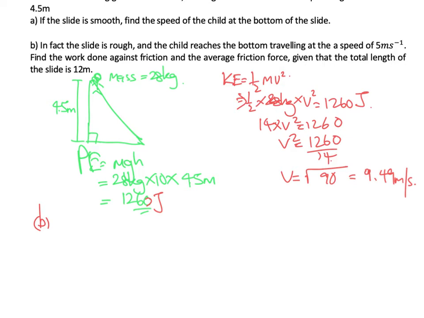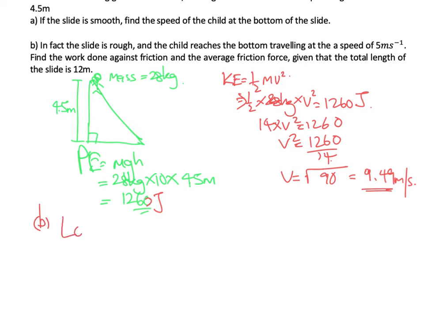Okay, for part B, in fact the slide is rough and the child reaches the bottom traveling at a speed of 5 meter per second. So for question A it comes to 9.49 because it's smooth, but now it's rough, so there's a decrease in velocity or speed. From 9.49 it becomes 5 meter per second. Okay, no problem.